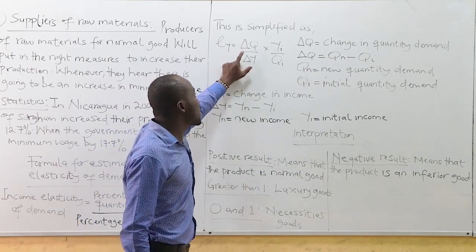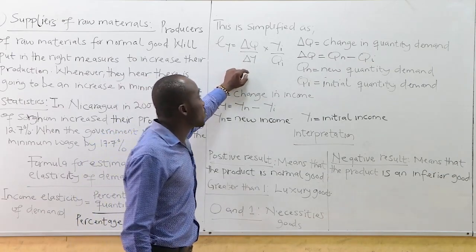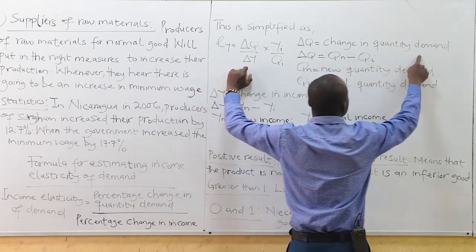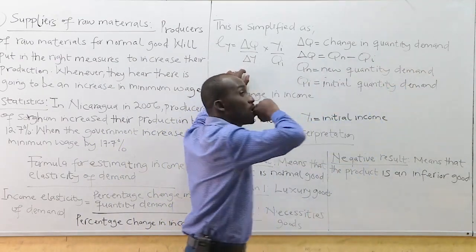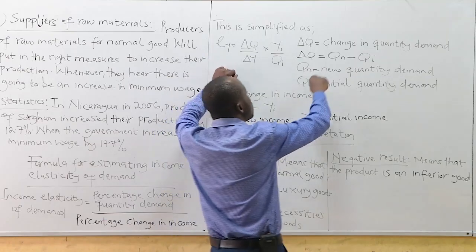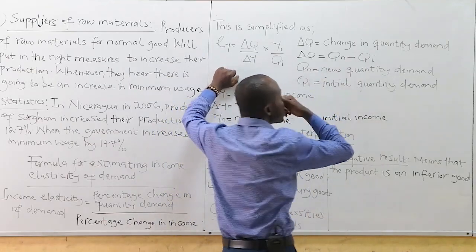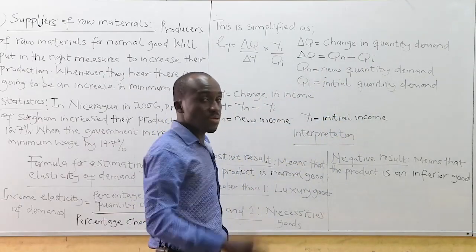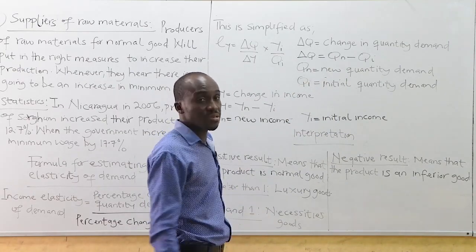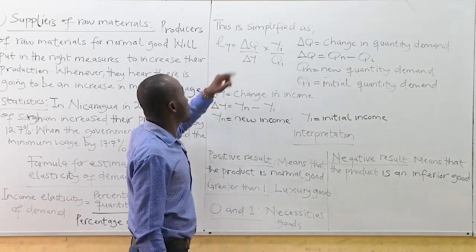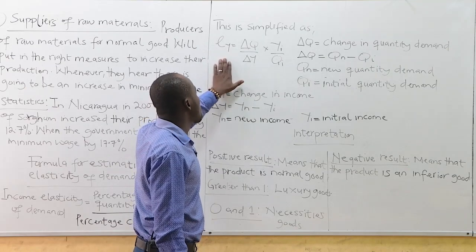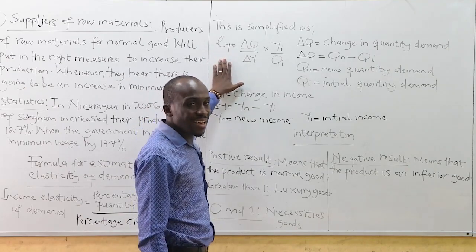It's called a change in Q. What is change in Q? Change in Q, as you already know, is the change in quantity demand. The change in quantity demand is the new demand minus the initial demand, right? So the same thing you knew about price elasticity is almost the same narrative. So here, it can be simplified as EY. The EY represents elasticity of income.